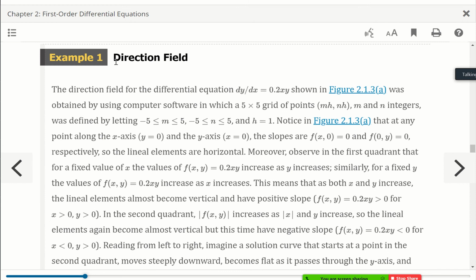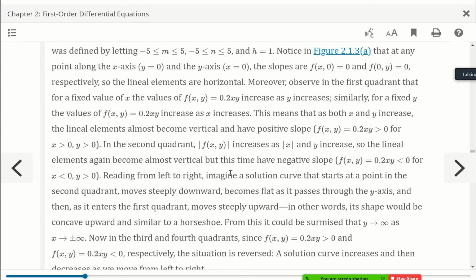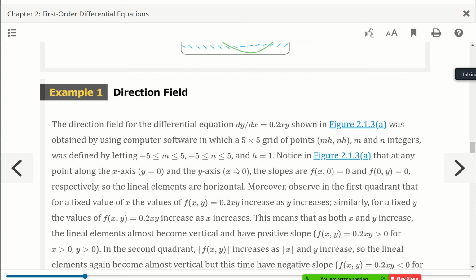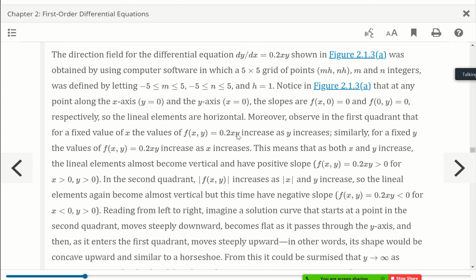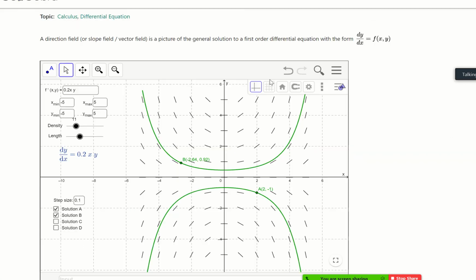In the first example, we're going to go back and revisit dy dx equals 0.2 xy, the one that we just saw. You can see really quickly what's happening to the slopes. As x and y both increase, this quantity is going to increase, and you can see that as we go further out in the first quadrant, these slopes are going to get higher and higher and higher.